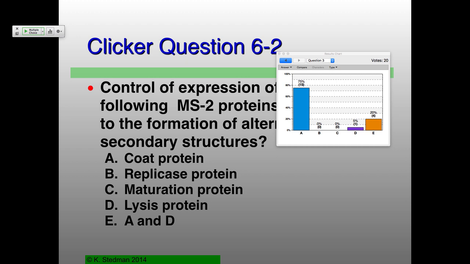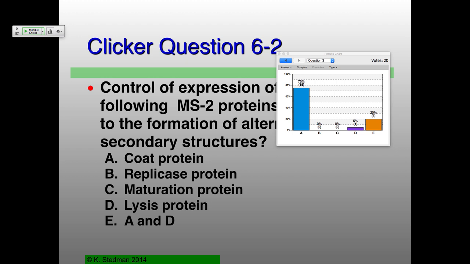Seem to be divided between coat protein and lysis protein. So I completely agree with you on coat protein. What about the lysis protein? How do you get lysis protein? The ribosome backs up. Is that dependent on your secondary structure? Yeah, well, as the ribosome moves, it actually gets rid of the secondary structure, but what makes a difference in terms of how much you have versus how much you don't have? If you change, what does that do?